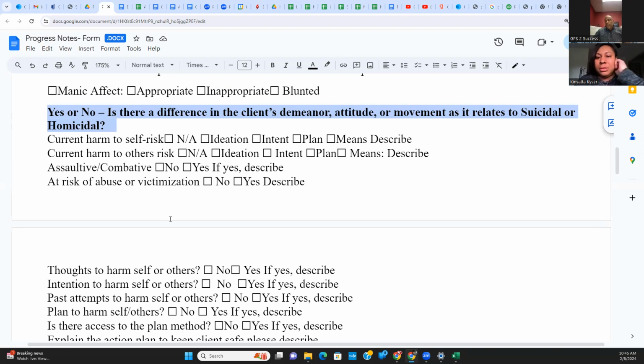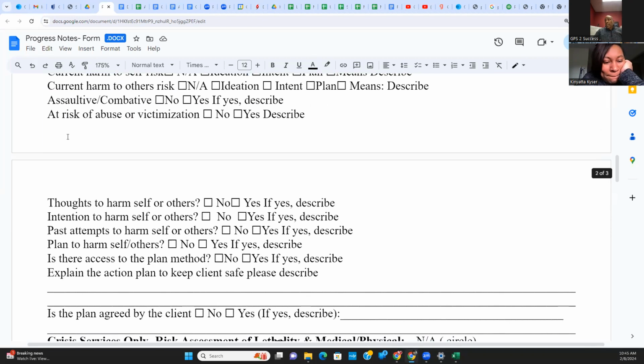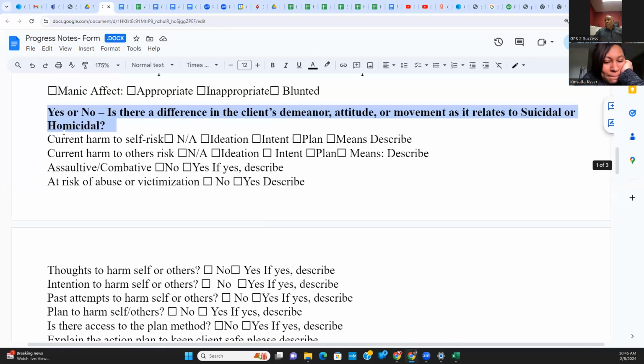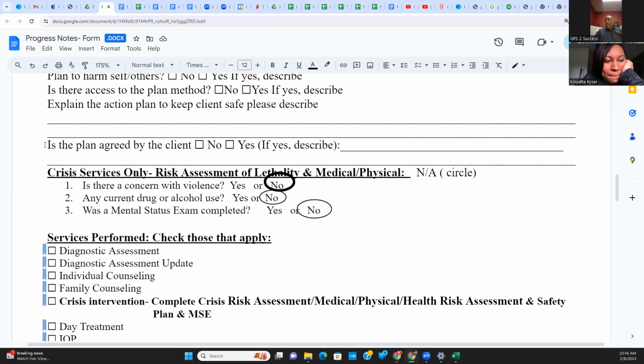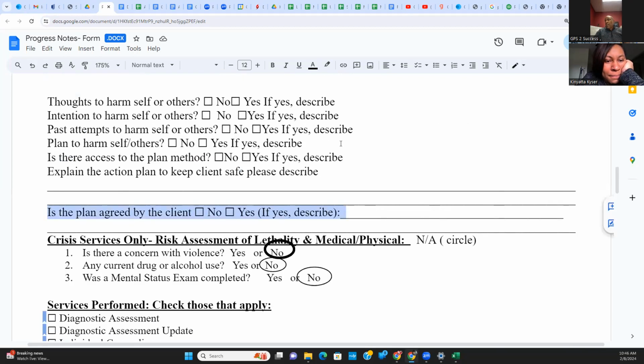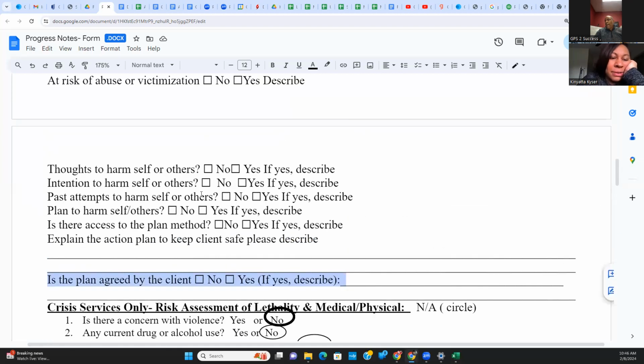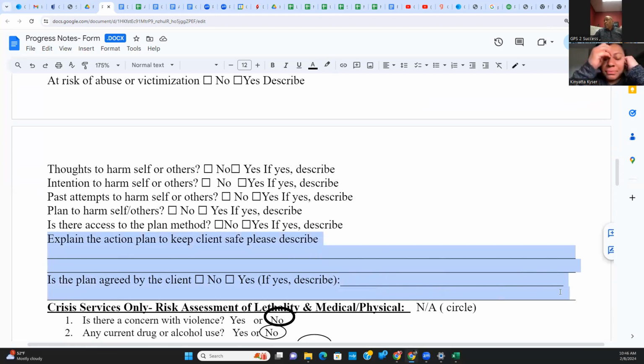All right, so we've got that section. We have to fill out the homicidal, suicidal section. And then this part right here is a plan agreed by the client. What is that? It's about the safety plan, the action plan to keep clients safe. If they don't have issues for safety, you don't have to do that.